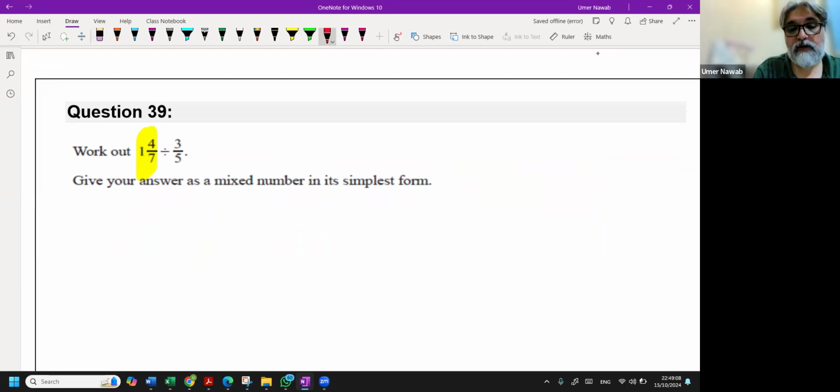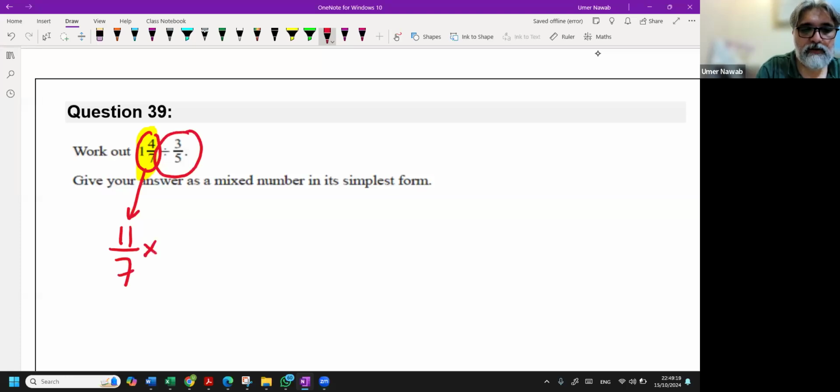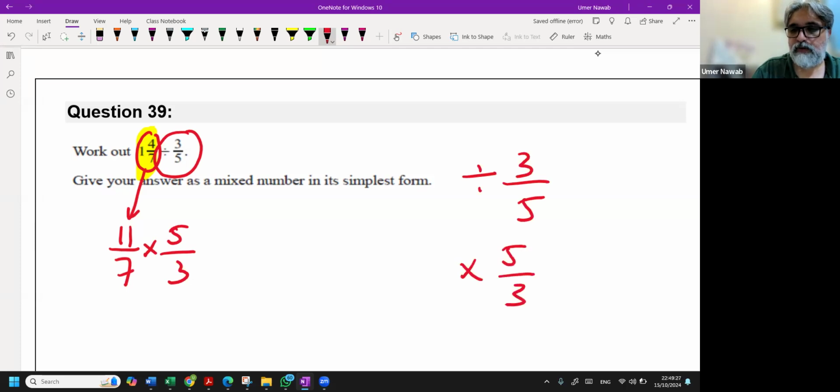Not an improper fraction, it's a mixed fraction, 1 whole 4 over 7, which becomes 11 over 7. And the division sign changes to multiplication by flipping this fraction. So 5 goes up and 3 goes down. Any division, 3 over 5, I take the reciprocal. So 5 over 3. That's very important.